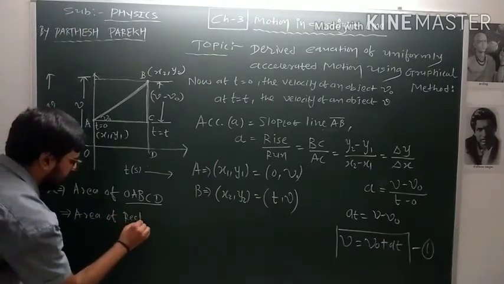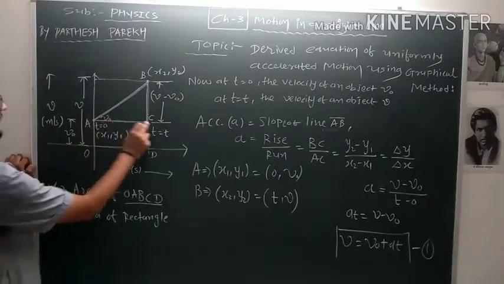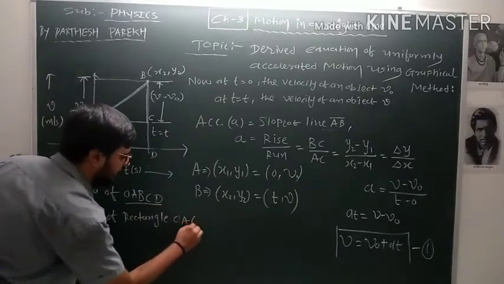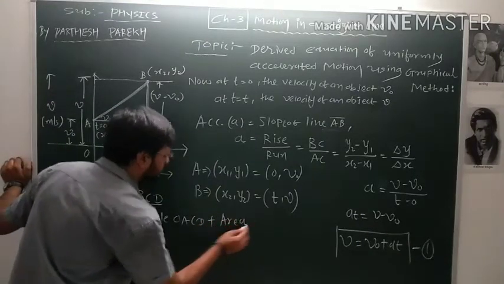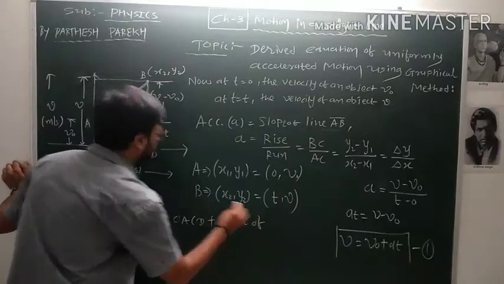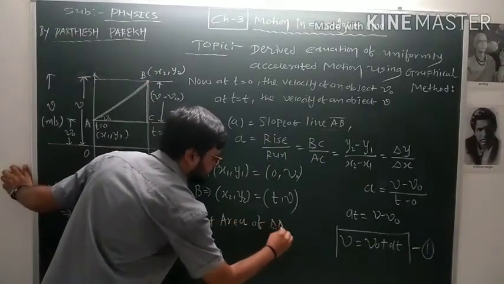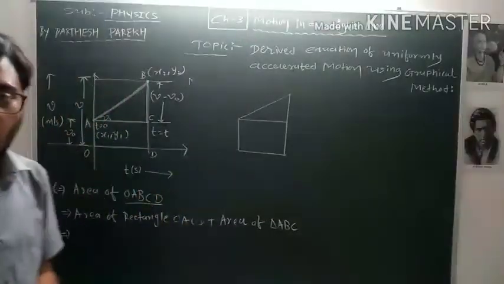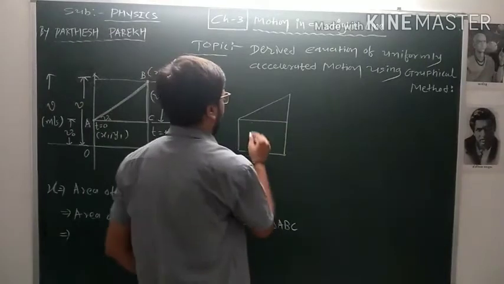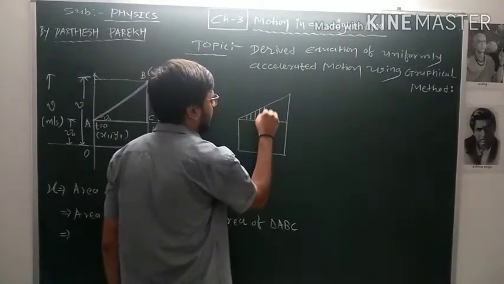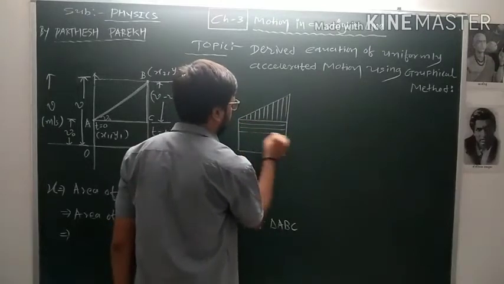rectangle, that is OACD, and the area of triangle ABC. Now we redraw the figure, so it splits this way. Here is the area of the triangle and this is the area of the rectangle.